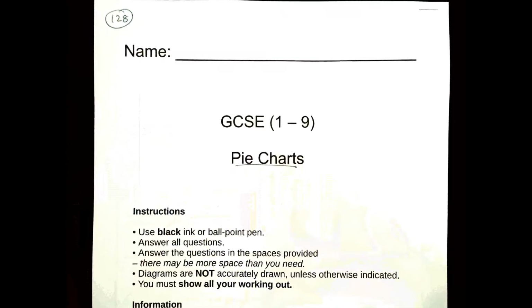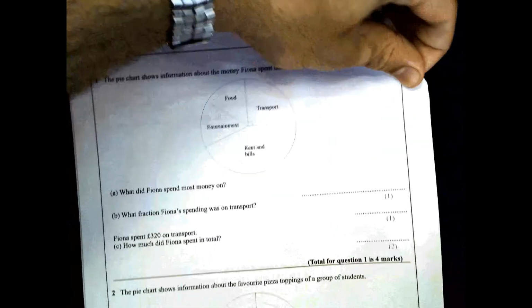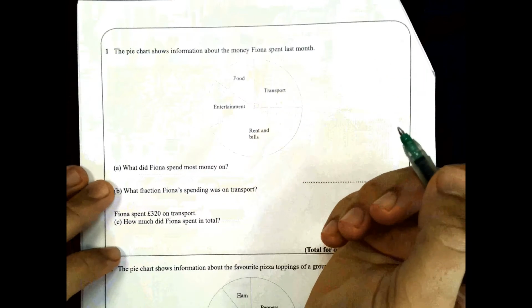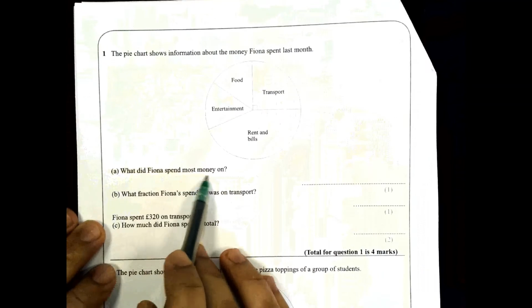So, let's get into it. First question looks at an interpretation question, pretty straightforward. Pie chart shows information about money spent during the month. One of the key things with these sorts of questions is really reading the question carefully. What did she spend the most money on?